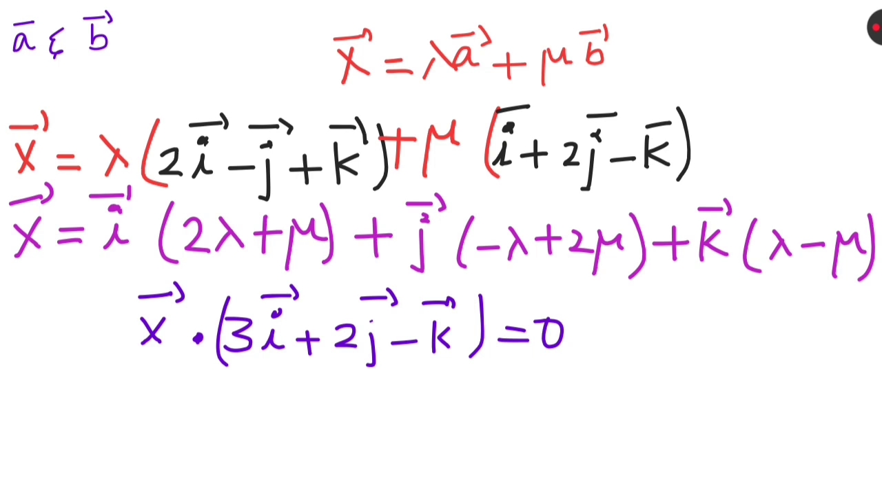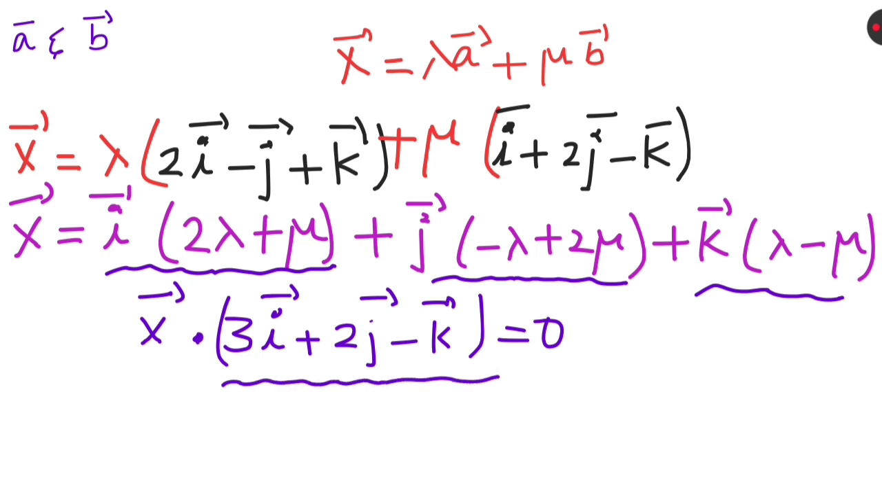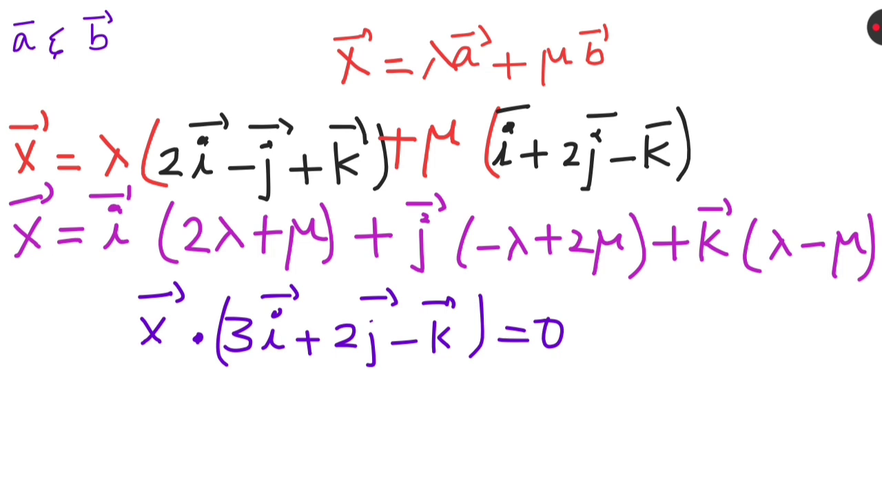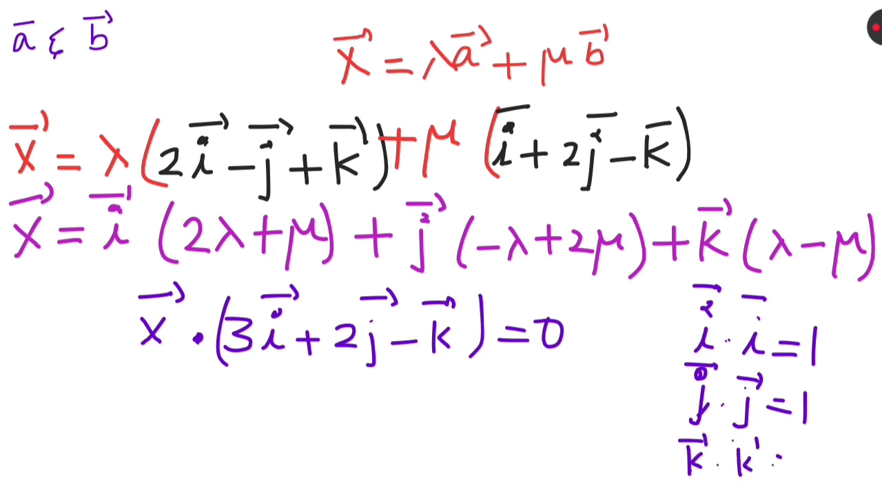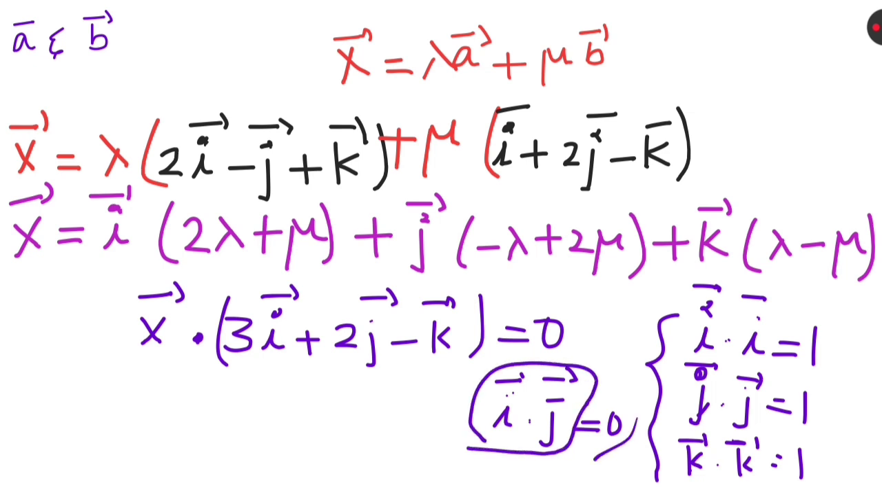We know the x vector, which is i times 2 lambda plus mu plus j times minus lambda plus 2 mu plus k times lambda minus mu. So now we have to do this x vector dot 3i plus 2j minus k, that is equal to 0. So now I have to do the dot product between these two. When you are doing dot, what we know? i times i is nothing but 1. j times j is 1. k times k is 1. So when you do i times j, that is 0. So that means if we multiply the same vectors, we are getting 1. If you multiply different vectors, then we are going to get 0.